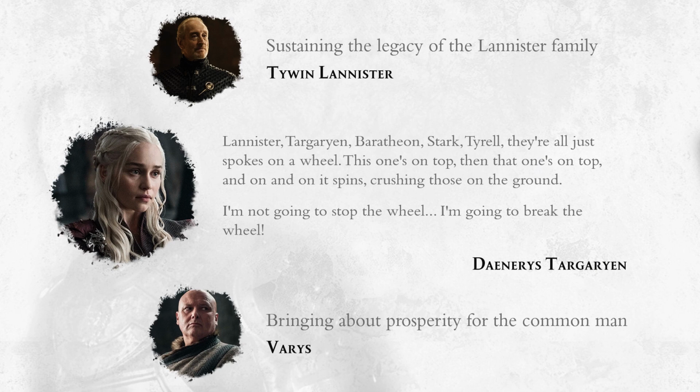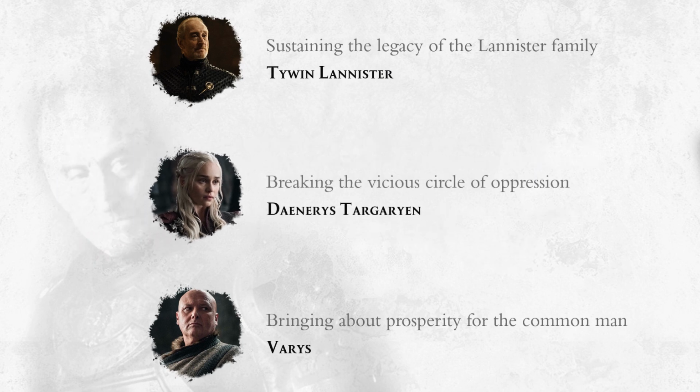She says, "Lannister, Targaryen, Baratheon, Stark, Tyrell, they're all just spokes on a wheel. This one's on top, then that one's on top, and on it spins, crushing those on the ground. I'm not going to stop the wheel, I'm going to break the wheel." So she's using the metaphor of the wheel to express that her goal is to break the vicious circle of powerful people oppressing the poor people. And you can see that guiding principle everywhere in her character arc, because as we already said in the intro, her plot is basically about leading a revolution of slaves against slave owners, so of dispossessed people against powerful people.